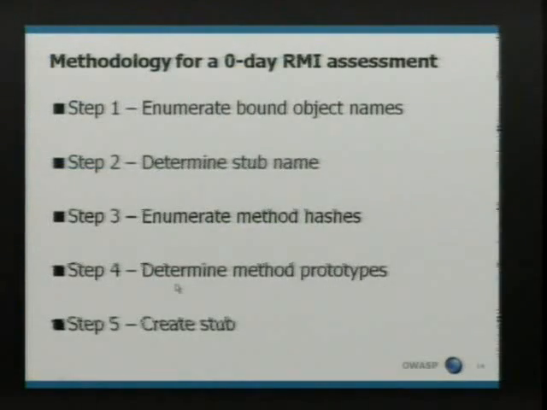Okay, so we've already completed step one and two of an RMI assessment. Now it becomes a little more complicated. We need to dig out method hashes. Method hashes are used for 1.2, and today we're going to dig out what's called an interface hash for 1.1, as the implementation changed slightly as Sun developed 1.1 and 1.2.